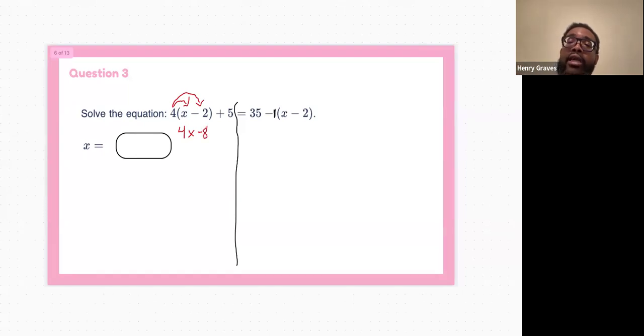And now on the other side, I'm going to distribute that one in a different color. So I have -1 times x, so it's going to be -1x. And -1 times a -2 is going to be a +2. A lot of people prefer just to go ahead and change the signs inside the parentheses, and that's fine too. But for this case, I prefer to distribute it that way.